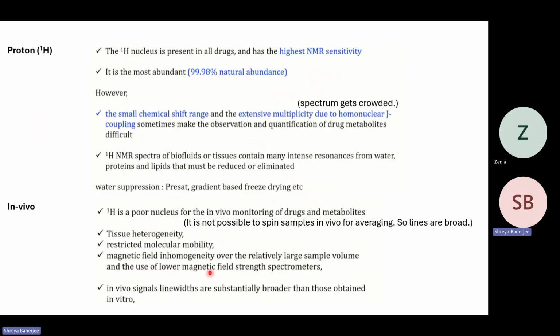And we need to use low magnetic field spectrometers so that the human body does not get affected. So in vivo line widths are substantially broader than those obtained in vitro. This is a problem in vivo, not only with 1H, but a general problem in vivo NMR.